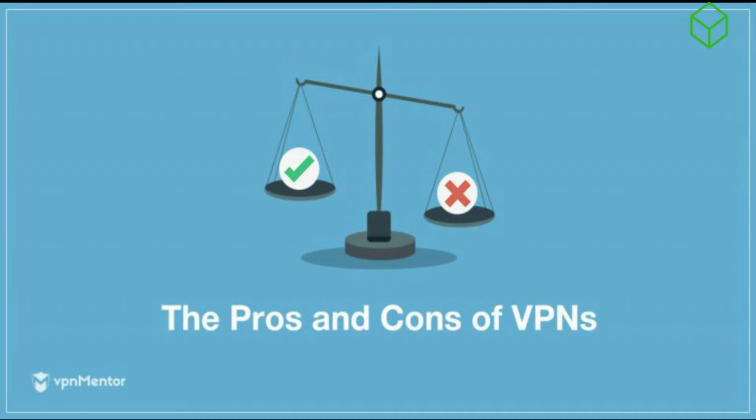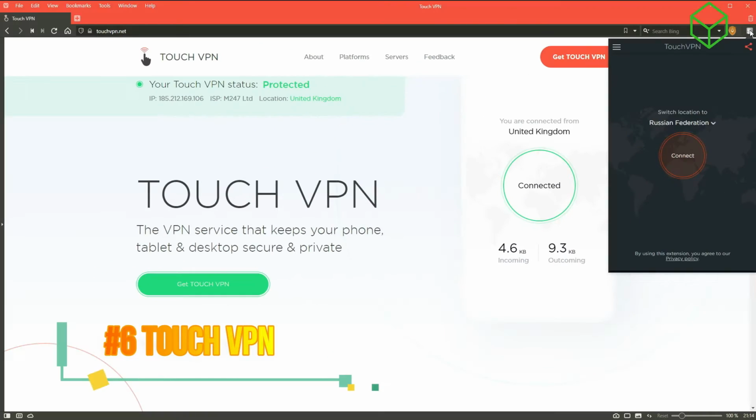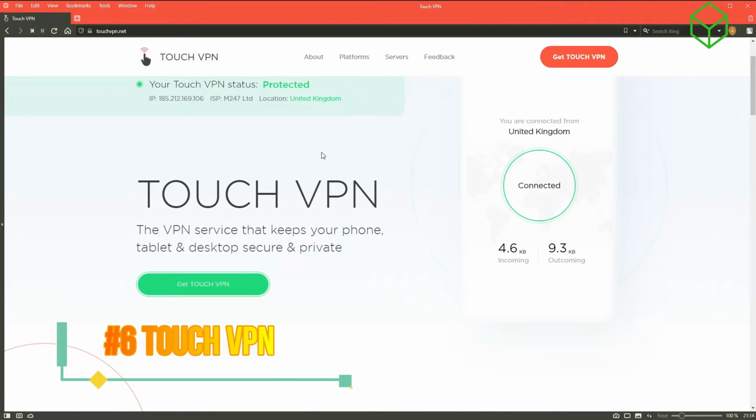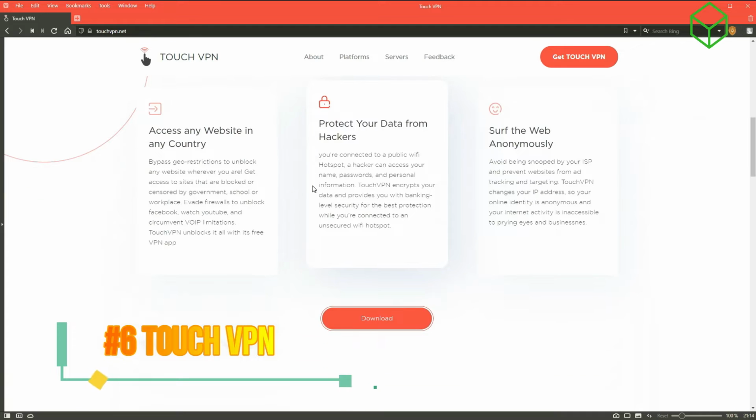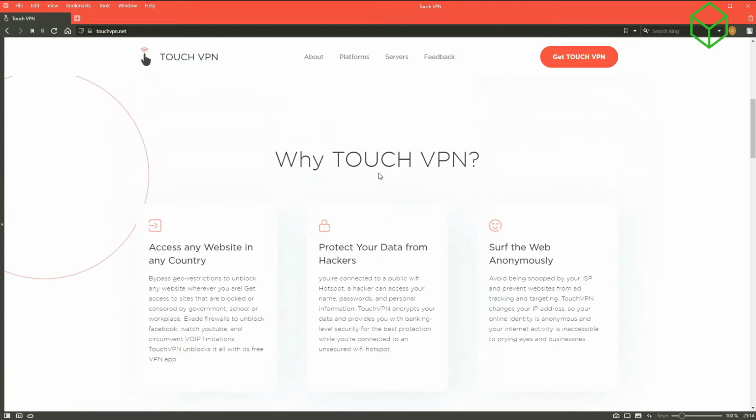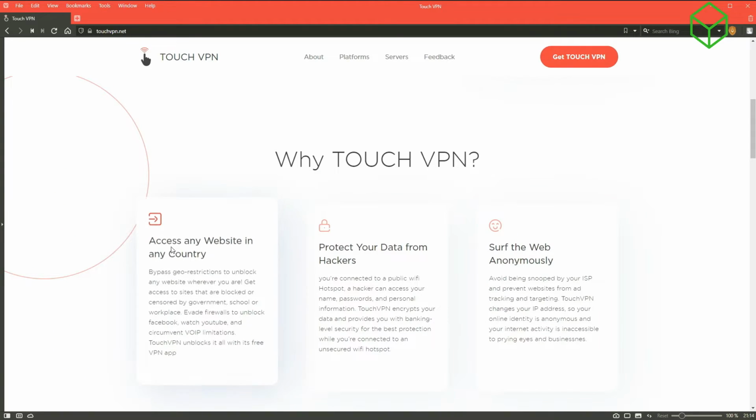Because all VPNs are not equal, we go through the pros and cons to help you make a better decision. Starting off the countdown at number 6 is TouchVPN. Does TouchVPN have the right touch as a VPN? It promises to protect your data and surf anonymously, but does it really deliver?